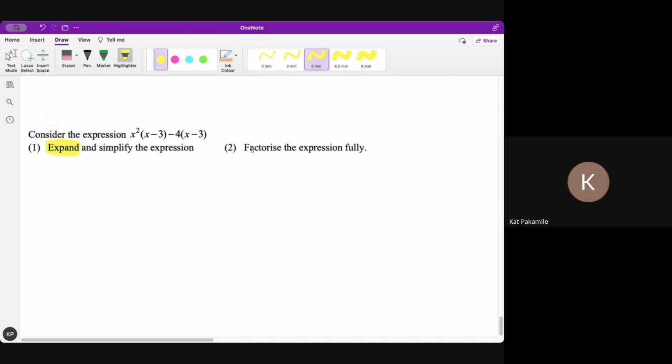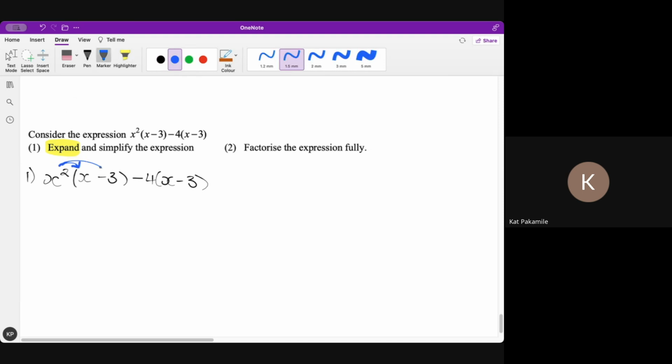What comes to mind with this specific question? How are we going to expand it? Look at the question. What can we do there to expand? We cannot FOIL because we don't have two brackets next to each other. There we go, Marlene. We have to distribute. So I'm going to rewrite it here nicely so we can distribute. Minus 4 and the x minus 3. So I'm going to distribute my x squared over here and my negative 4 over there.